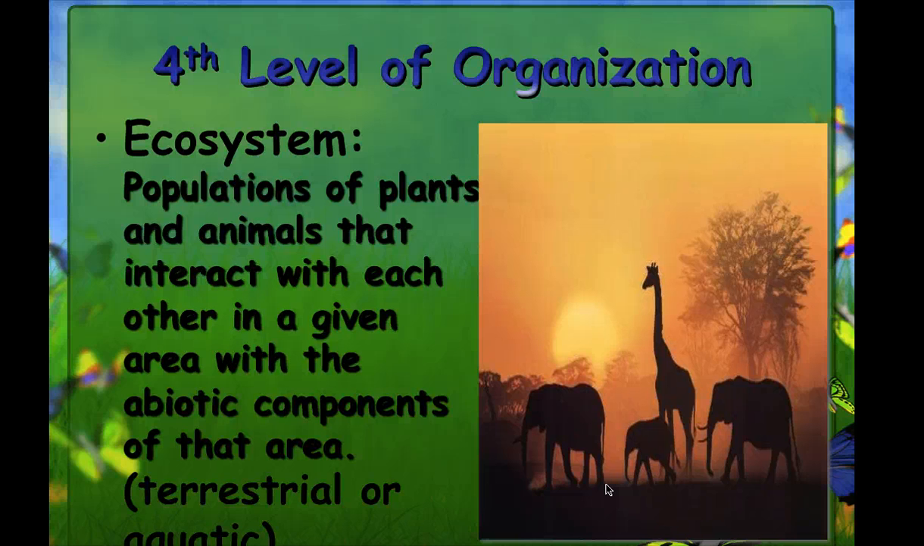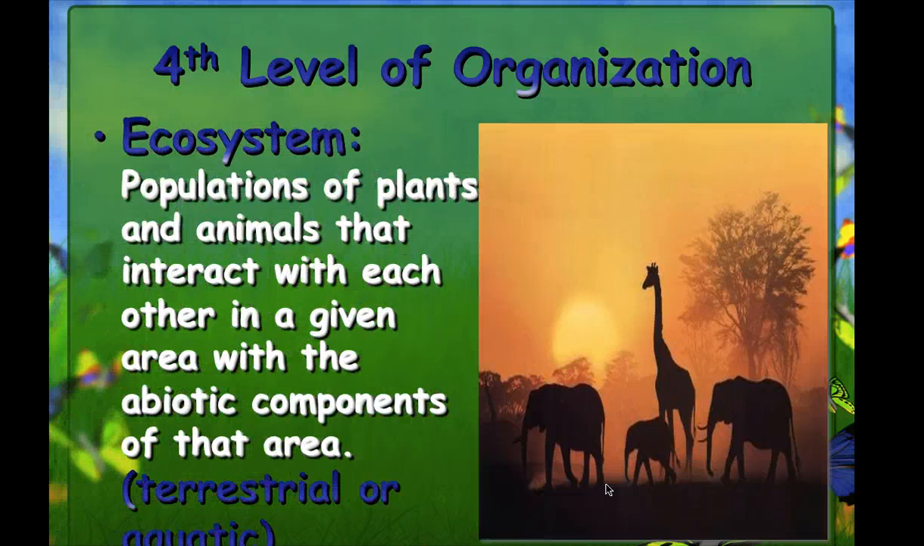The fourth level of organization is our ecosystem. Populations of plants and animals that interact with each other in a given area with the abiotic components of that area. We also include terrestrial or aquatic. So now we're talking about everything: our sun, our wind, our water, rain, dirt, as well as our plants and our animals. So that is an ecosystem.